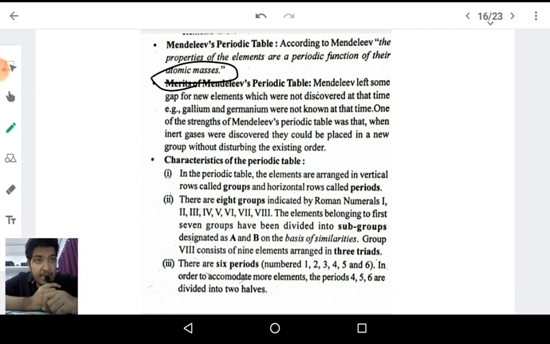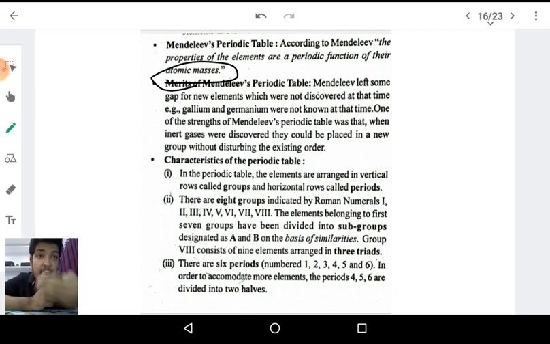Now, what are the merits of this particular table, that is Mendeleev's periodic table? First one is that he gave some gaps for the new elements which were discovered later, like gallium and germanium, which were not known at his time, but he had given space for those elements in his periodic table without disturbing the existing order. So that was the biggest merit associated with Mendeleev's periodic table. And talking about the characteristics of the periodic table, in the periodic table the elements were arranged in vertical rows as well as columns.